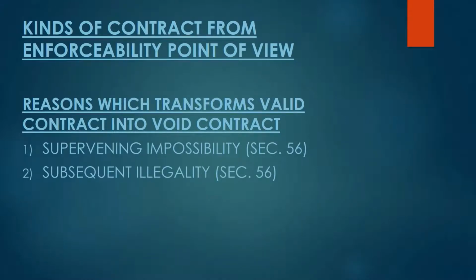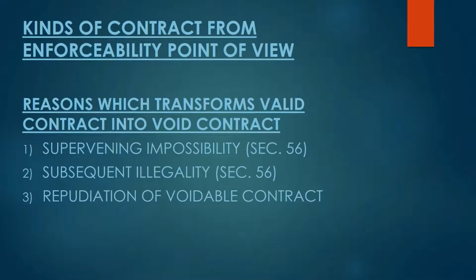Second is subsequent illegality. Again, listen to this example. Mr. A contracts with Mr. B to sell 10,000 polybags for rupees 15,000. Now after the contract is signed, but before Mr. A could sell the polybags to Mr. B under the contract, the government brings out a law which makes the sale and purchase of polybags illegal. Now the contract cannot be performed because if Mr. A sells polybags to Mr. B, it will be illegal. Hence, this contract, which was valid initially, has become void now. Okay.